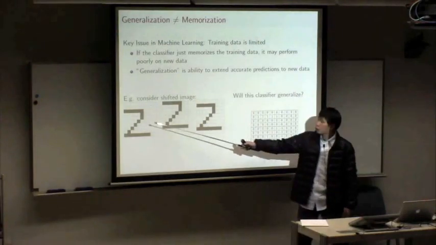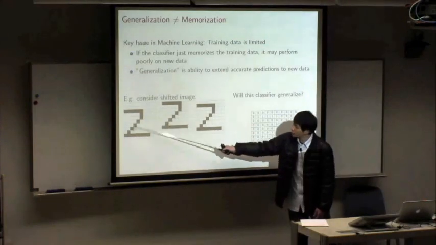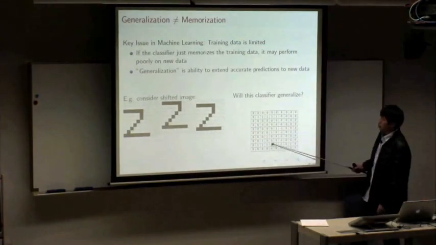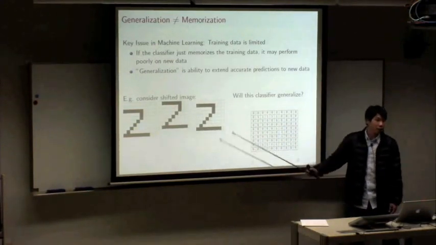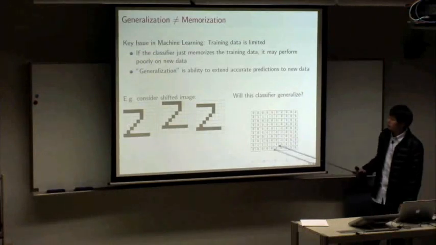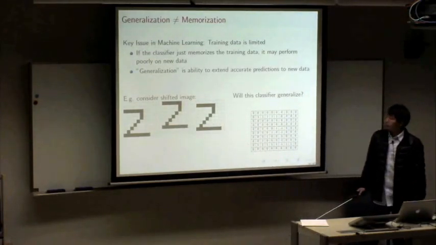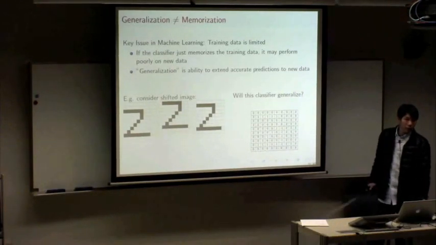Okay, so an example is here. Say we have some shifted images. This is very common: the image is shifted this way or this way. And if we directly apply the shifted image to this classifier, can we actually classify it correctly? No. So if we can't classify new test images correctly, then we say that this is a classifier that doesn't generalize well to new data sets.